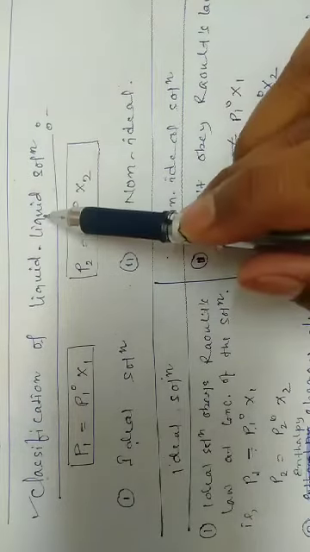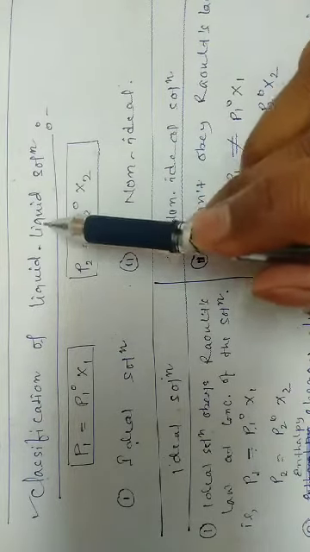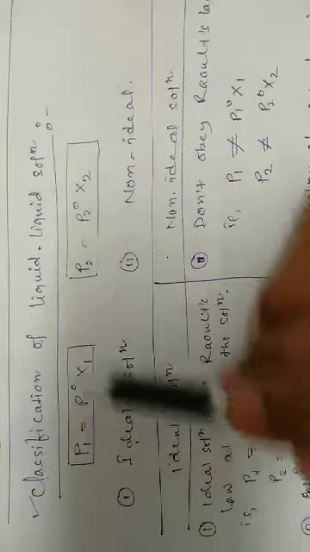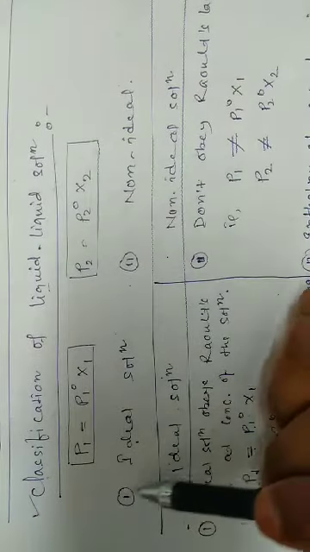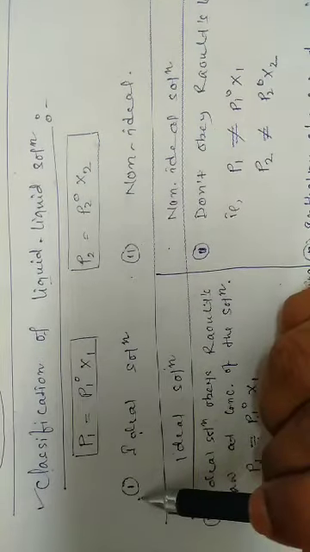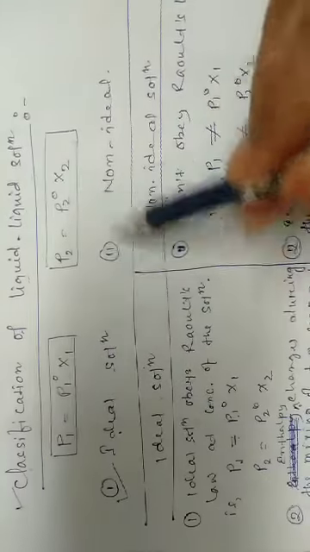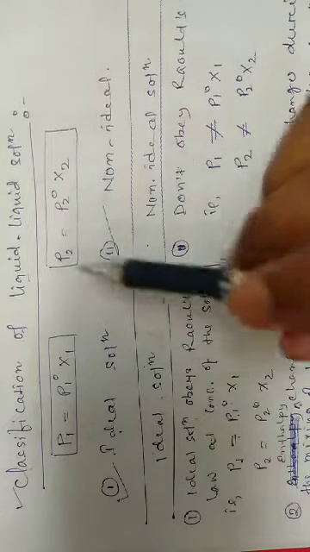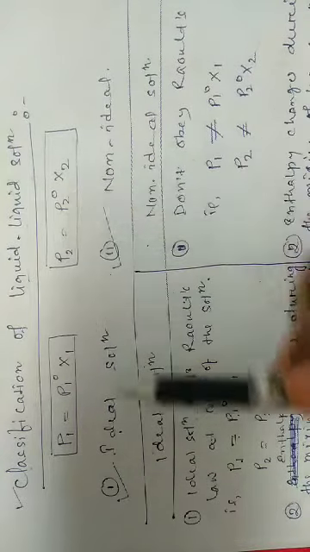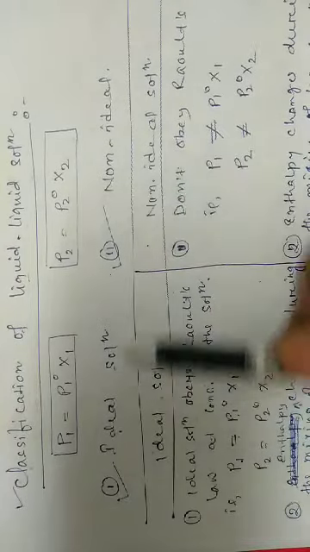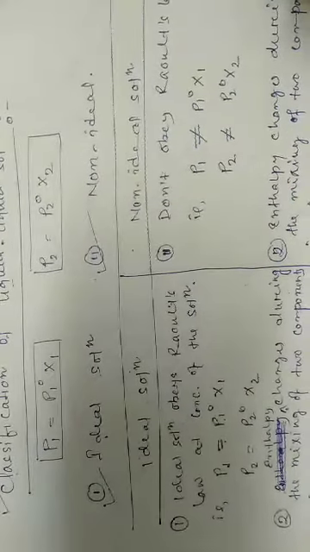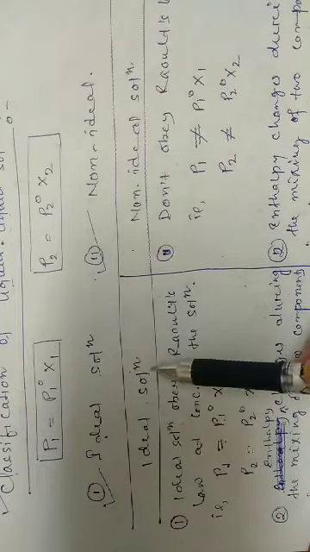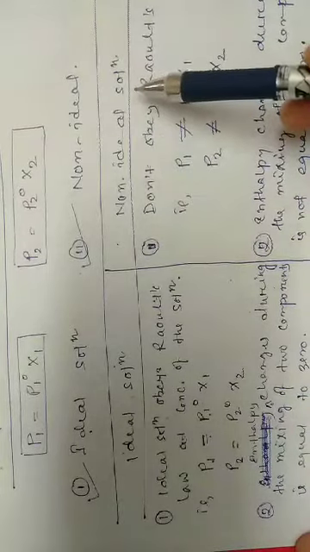So a liquid solution, Raoult's law obeys or not. On the basis of it, liquid solutions are classified into two types. First one is ideal solution, another one is non-ideal solution. So Raoult's law obey or not, liquid solutions are classified into two types, ideal solution and non-ideal solution. Now I am going to differentiate between ideal and non-ideal solution.